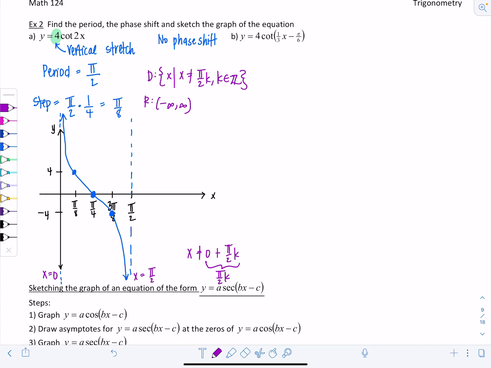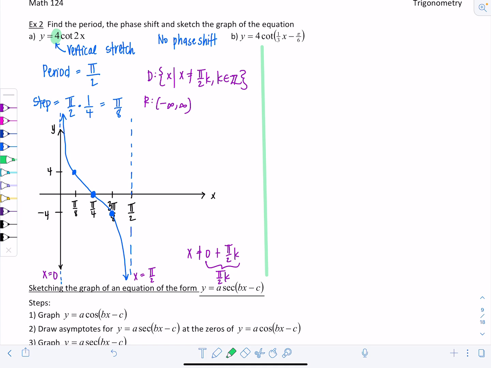Good. One more of these. Do you like cotangent or tangent better? I think cotangent's easier because the first asymptote is right there on the y-axis, but for some reason I like the look of tangent better because it's symmetric. I don't know. Tell me your opinion later.